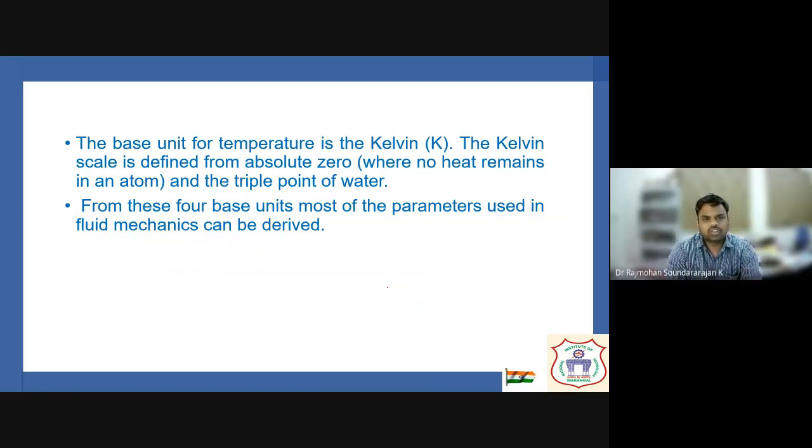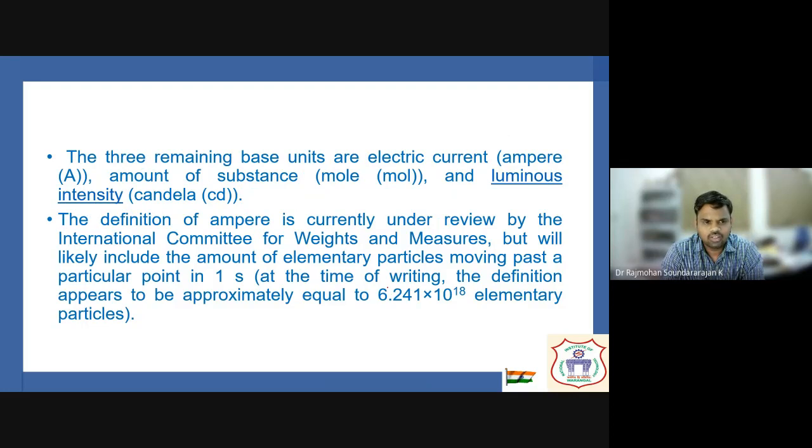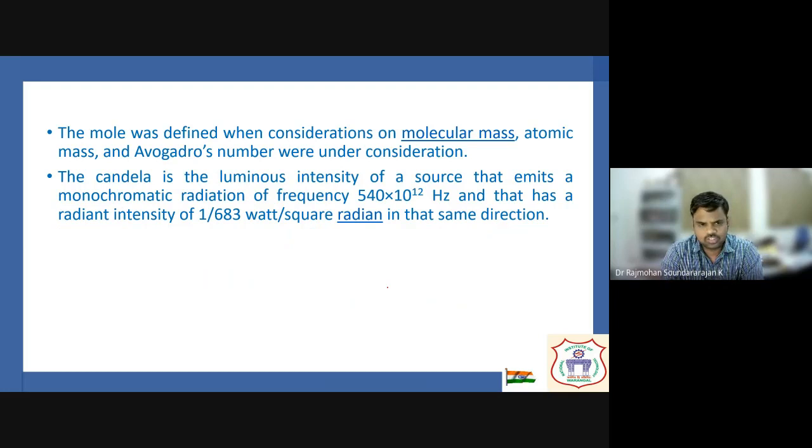The basic unit for temperature is Kelvin. The Kelvin scale is defined from absolute zero, where no heat remains in an atom, and the triple point of water. From these 4 base units, most of the parameters used in the fluid mechanics course or in our other courses can be derived. There are other units like moles, amperes and luminous intensity, which we may not require in our course, but the mole is important in chemical reaction engineering courses. We are going to discuss the mole concept and Avogadro number in detail later.